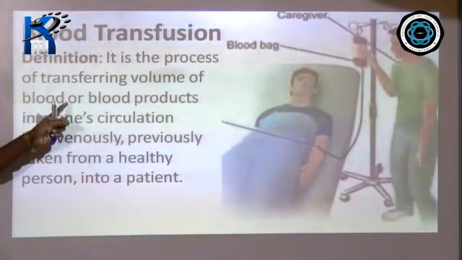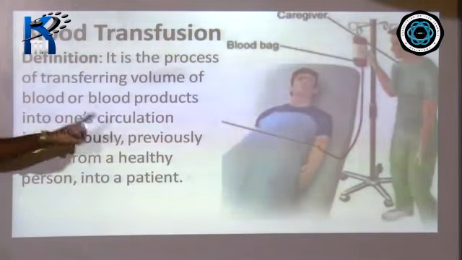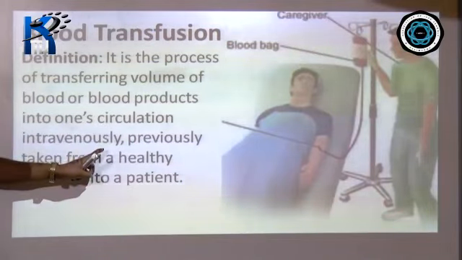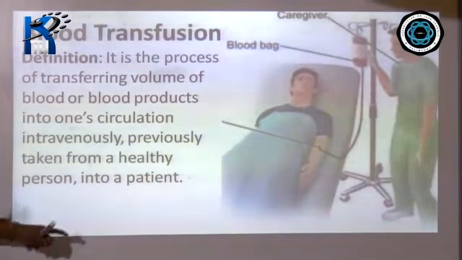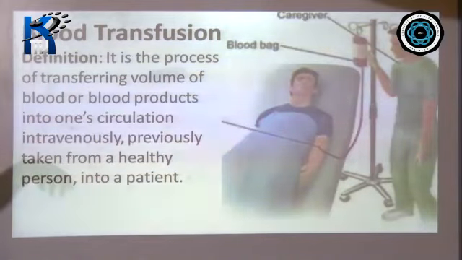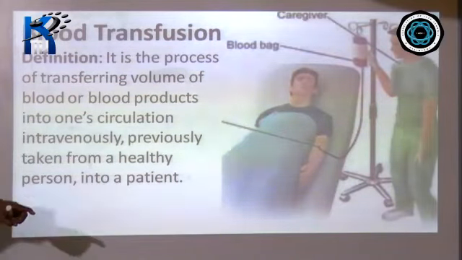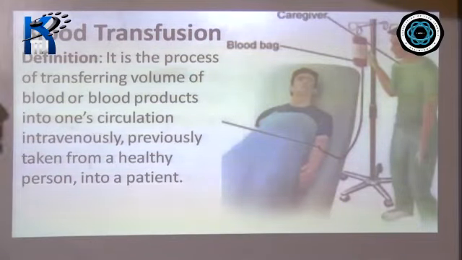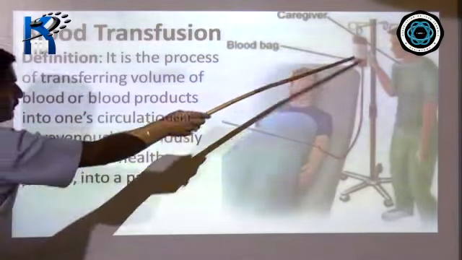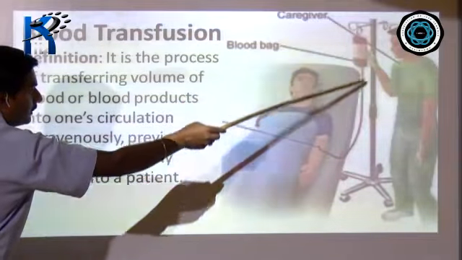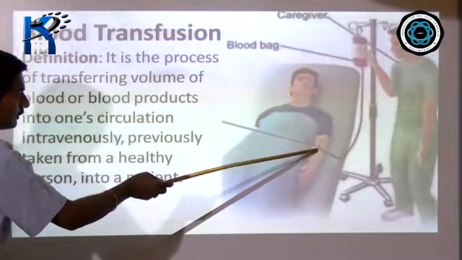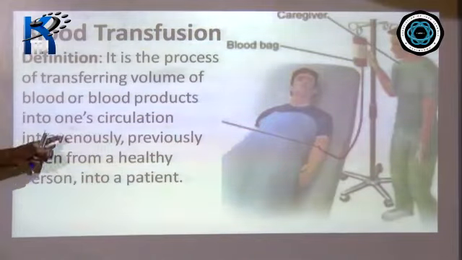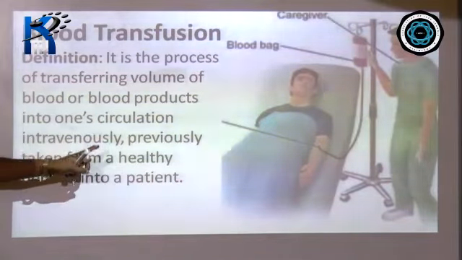Blood or blood products are put into the circulation intravenously. That means when I say intravenously, how is the blood put? The blood is put through intravenous, that means through the vein. As you can see in the slide here, this is the blood bag, and then it is being injected through the vein, intravenously, previously taken from a healthy person.